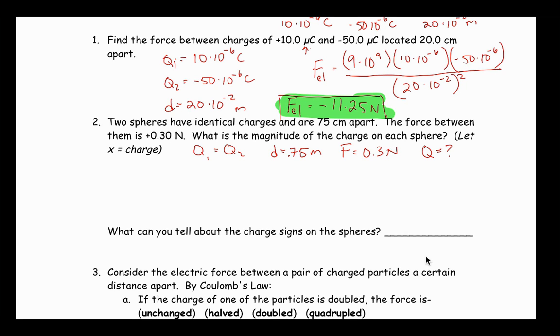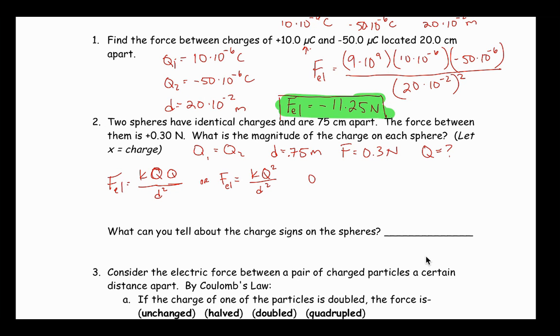So I'm going to go ahead and write out my equation. The electric force is K Q1 Q2 over d squared. Now in this case, because Q1 and Q2 are the same, I can actually just write that as Q. So I get K times Q over d squared, or the electric force is equal to KQ squared over d squared. Now I have all of the information I need to plug in and solve.